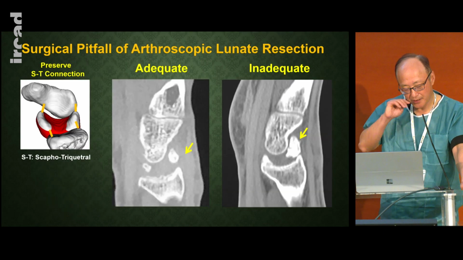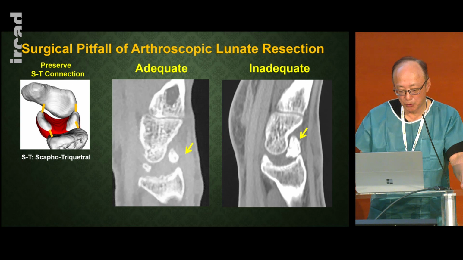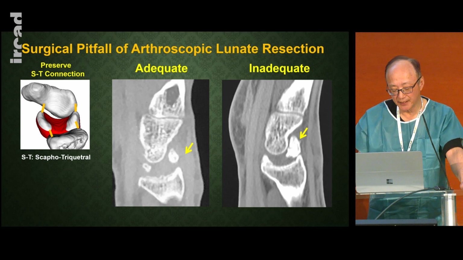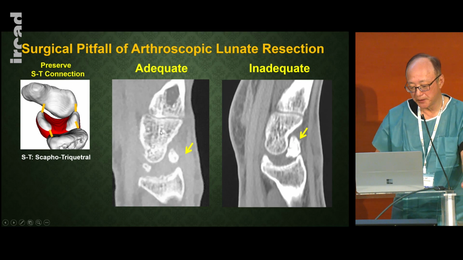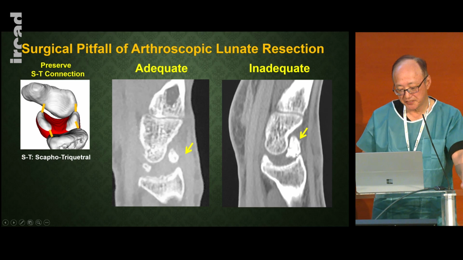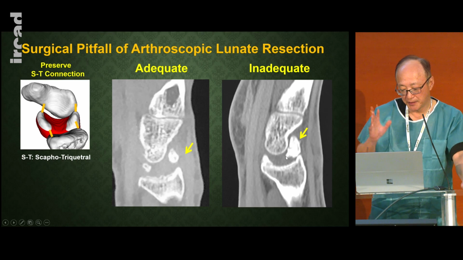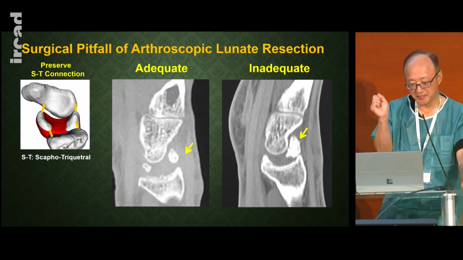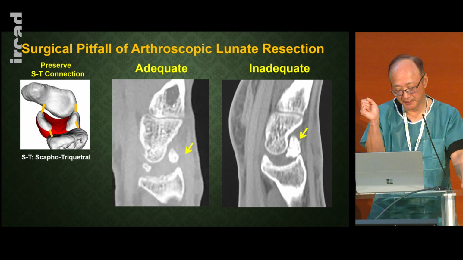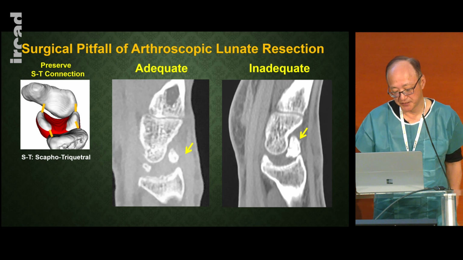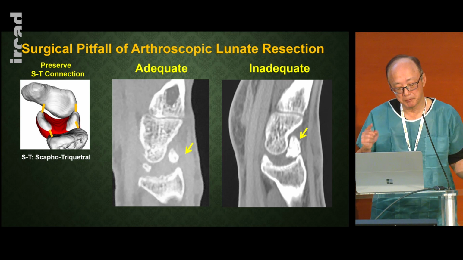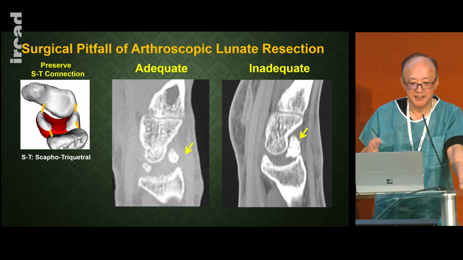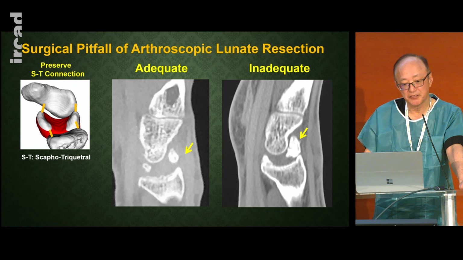And I'd like to talk about the surgical pitfall of arthroscopic lunate resection alone. This is an adequate resection, but this is inadequate. The dorsal fragment is too large, so the patient complained of pain when he extended his wrist. Only one patient had a necessity for secondary surgery.